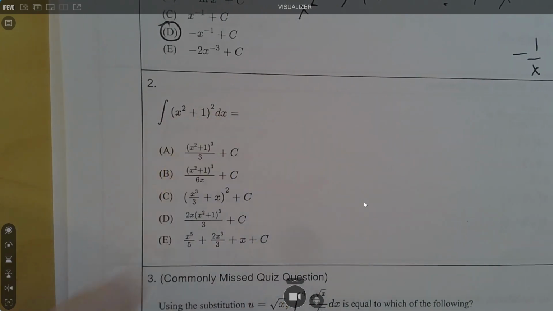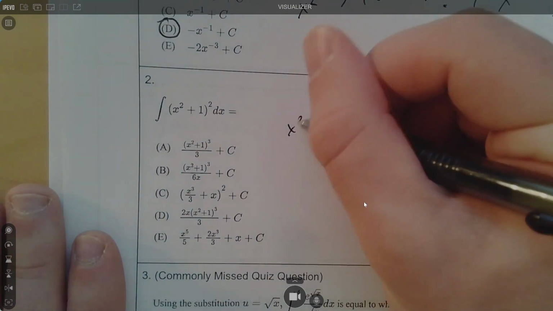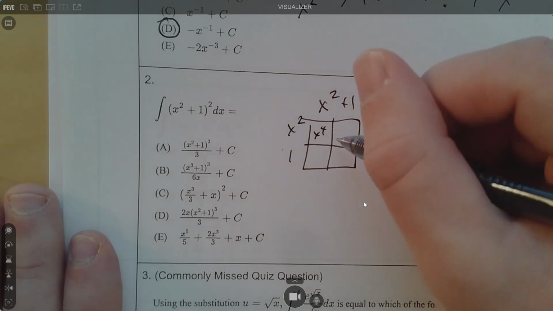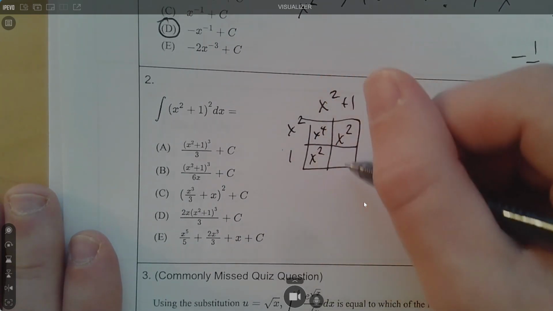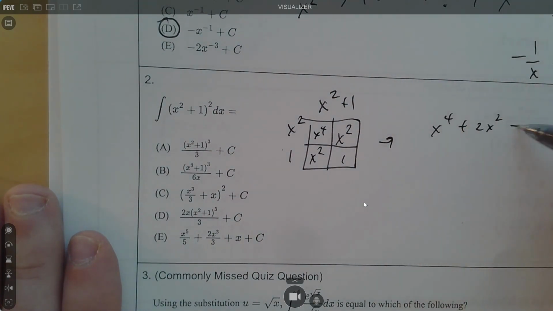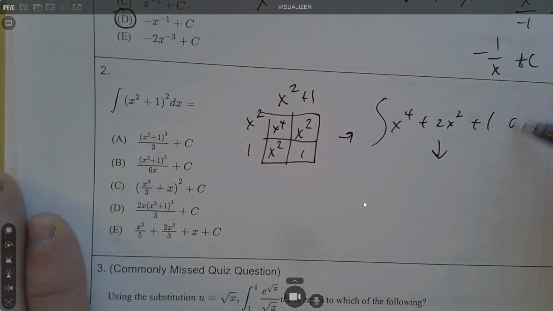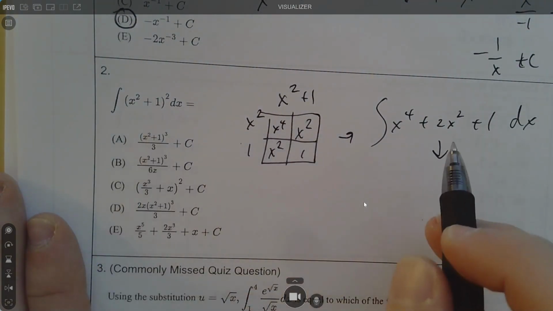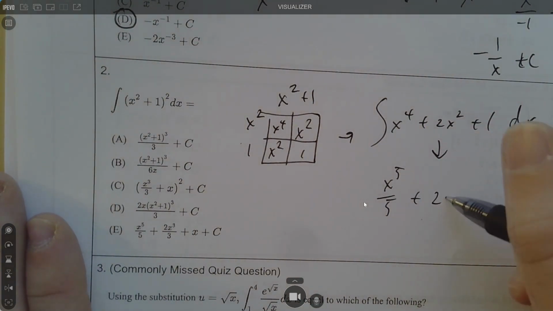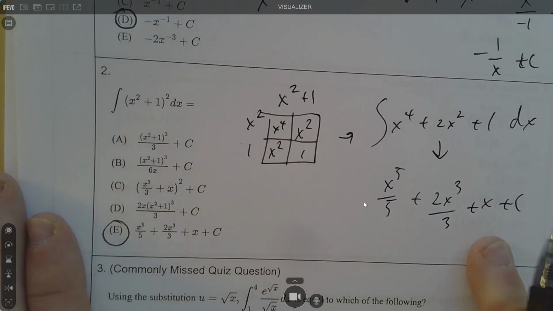So we know we can square it. I'll do the box method, x squared plus 1, x squared plus 1, little box. It'll be x to the fourth, x squared, x squared, 1. So it's x to the fourth plus 2x squared plus 1. You are not done at this point. I've seen people think they're done here. No, now you integrate this. So now you're going to anti-differentiate that. This is equivalent to this. We anti-differentiate: x to the 5th over 5 plus 2x to the 3rd over 3 plus x plus c. That's just the reverse power rule. So the answer is E.